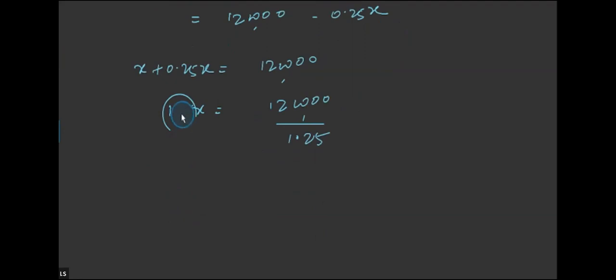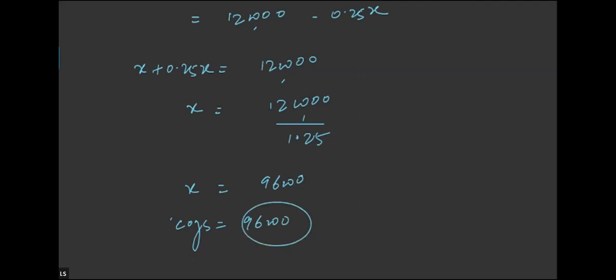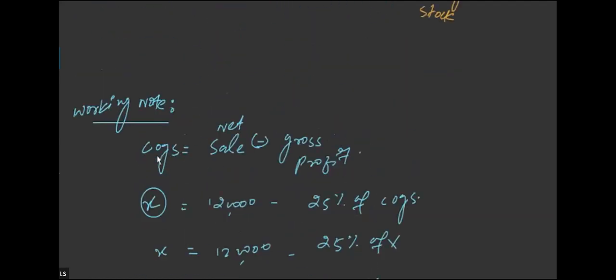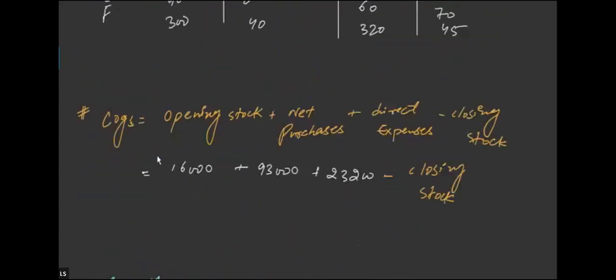Yes, sir. Okay. So that means X equals to 1,20,000 divided by 1.25. It will be 96,000. So we got 96,000 as the value of X. That means COGS equals to 96,000. Is this clear to you? Yes, sir. Now we can put the value of cost of goods sold into the equation, and we will be able to find out the closing stock.